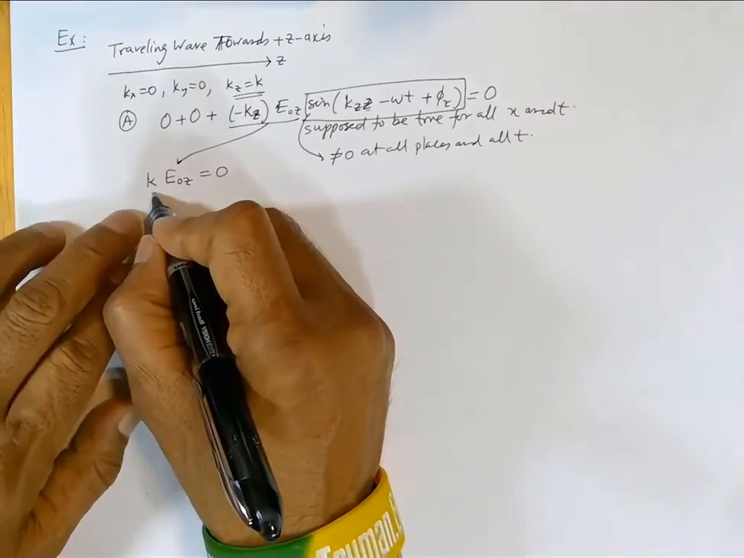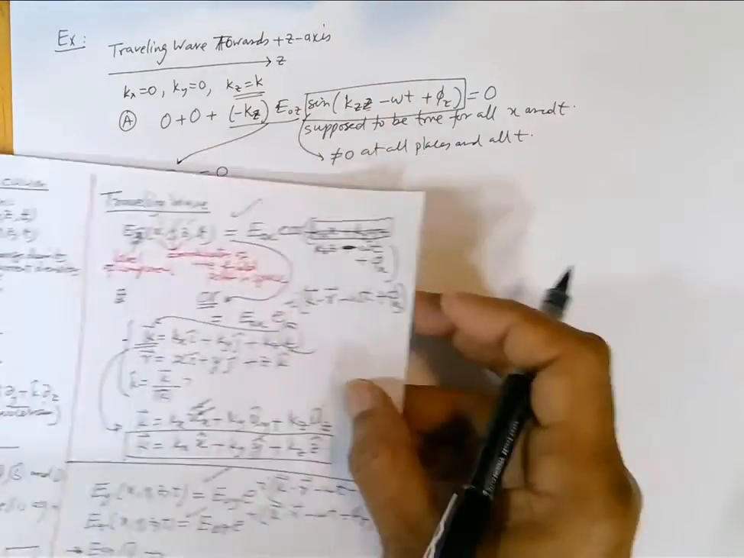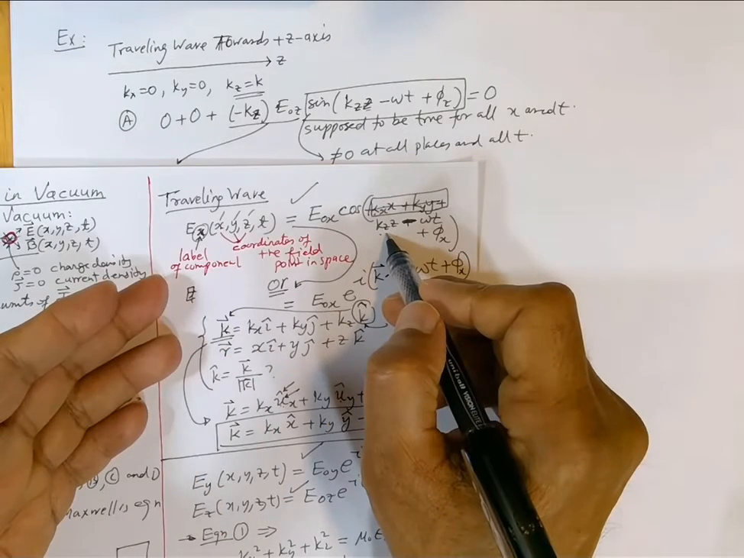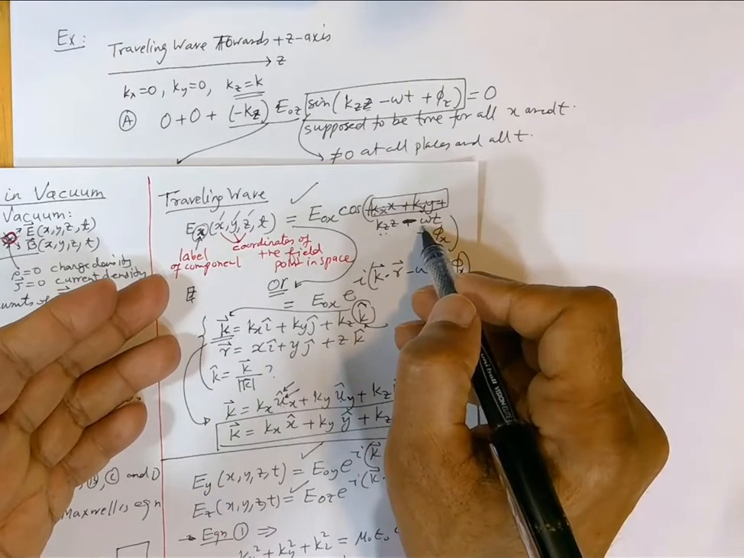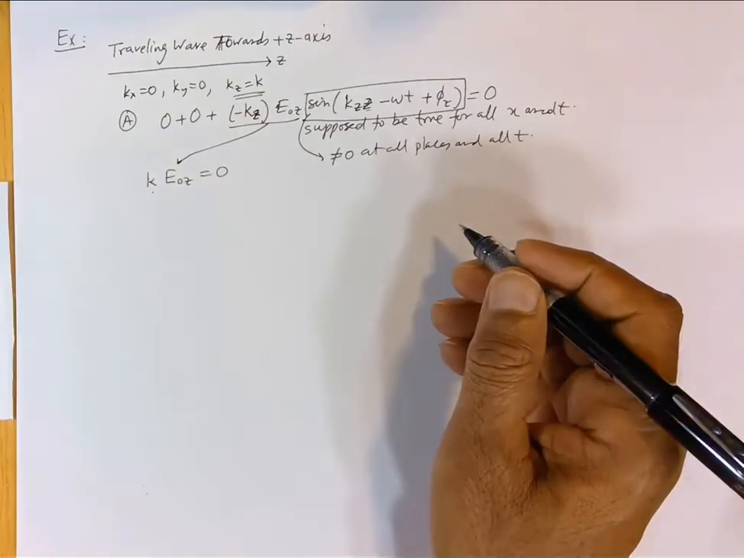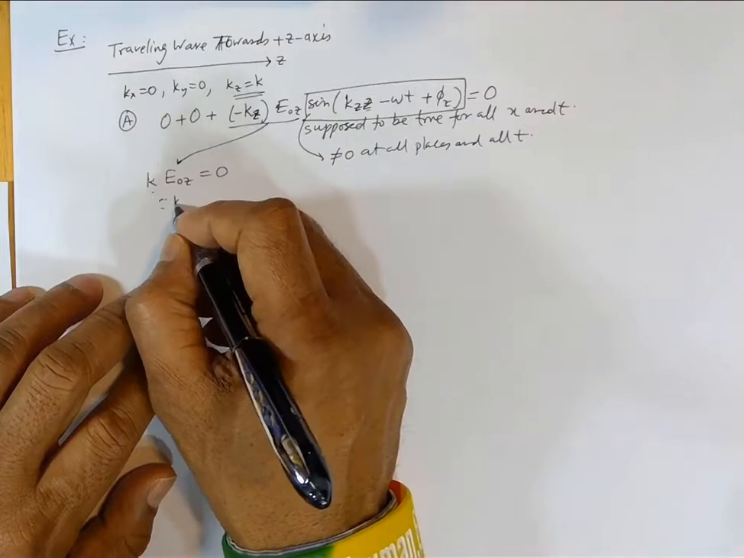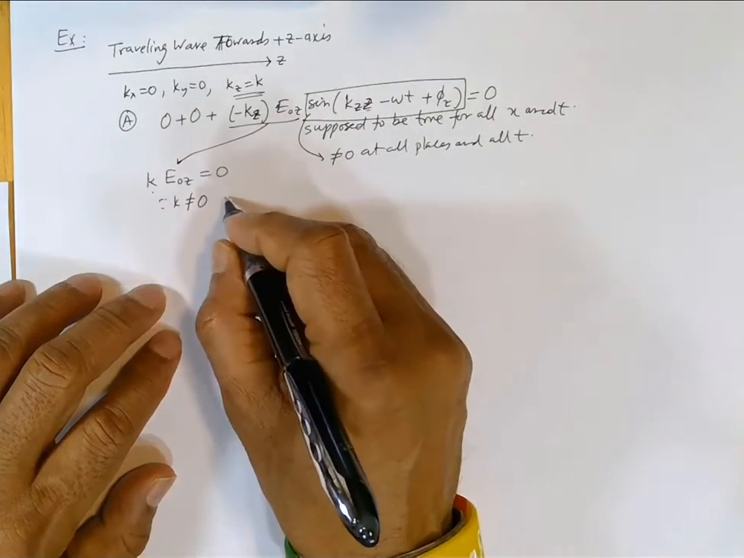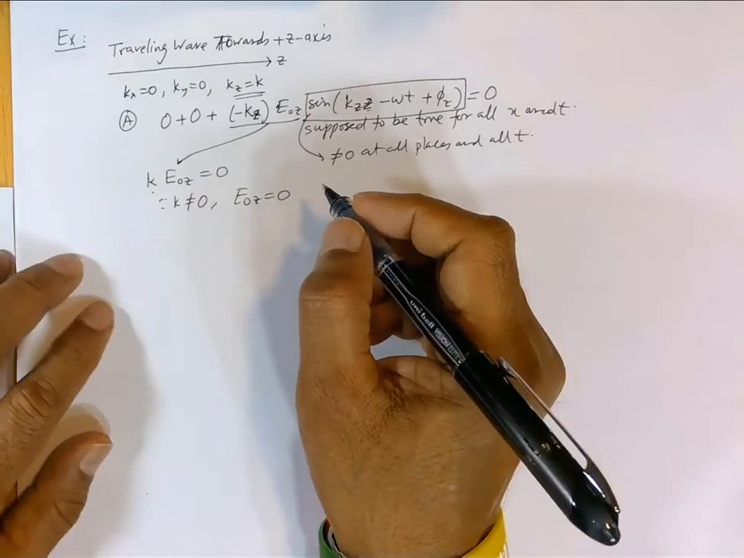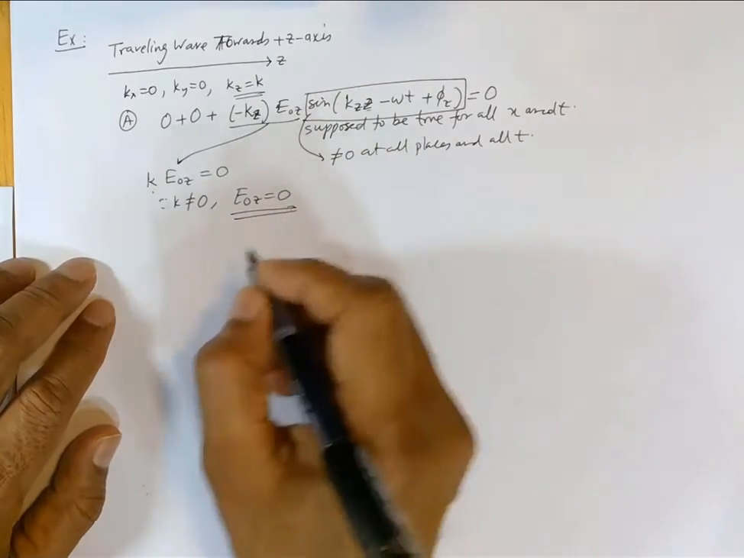Well, let's see what k being 0 will mean. If k was 0, I don't have a traveling wave. I just have oscillation. So I don't have a wave. So since k cannot be 0 in this example, that means E0z is 0. It's a very powerful answer.